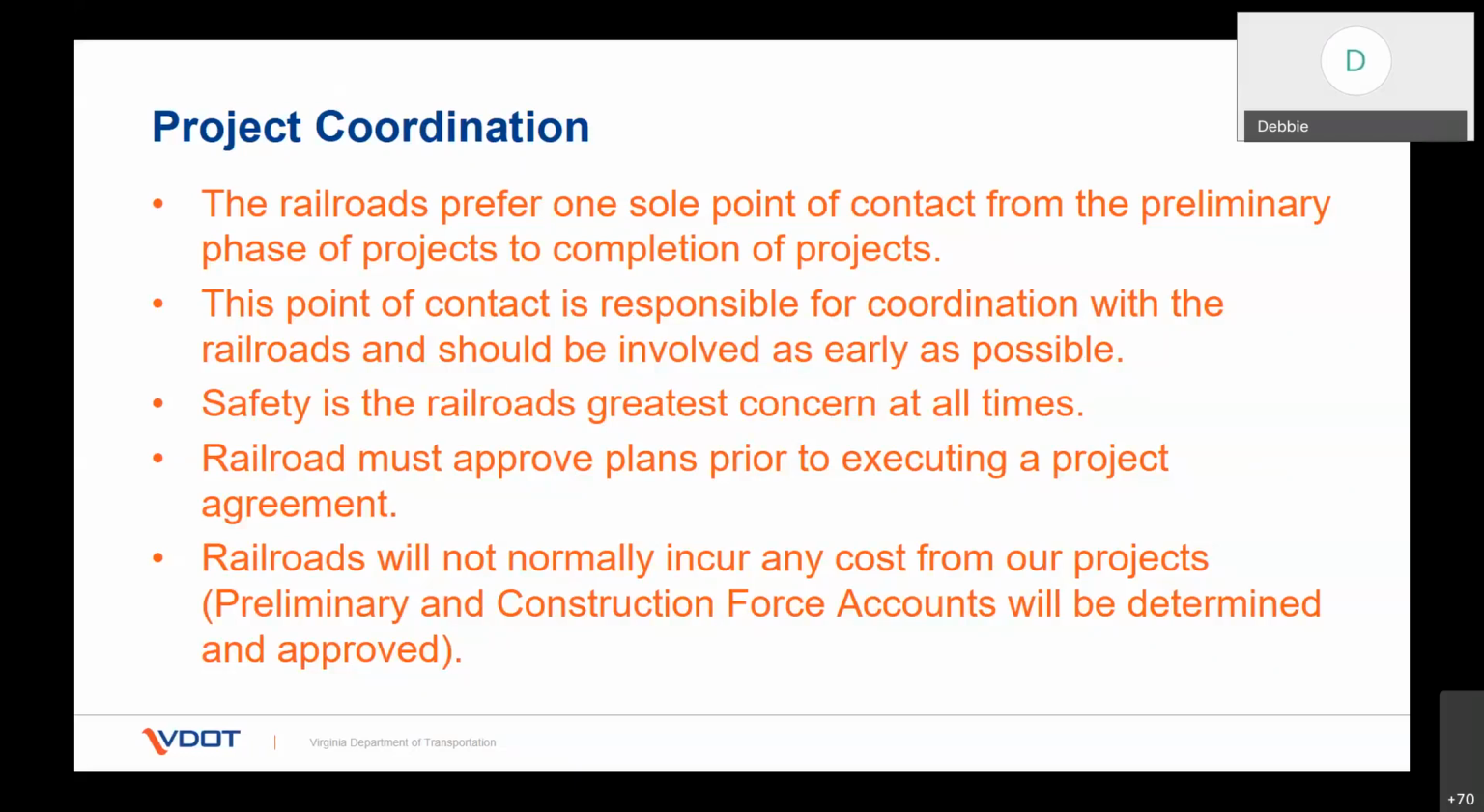This is an estimate that is determined by your project and the railroad on how much time they think they're going to have to spend with you to get the preliminary phase completed. The other is your construction force account. This is the cost to your project that will happen during construction to completely close out. Both of these will be created and developed, and then there has to be a formal approval of these two before the railroad will begin working.